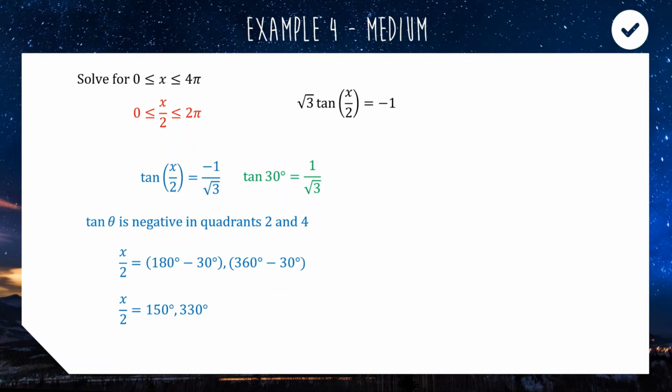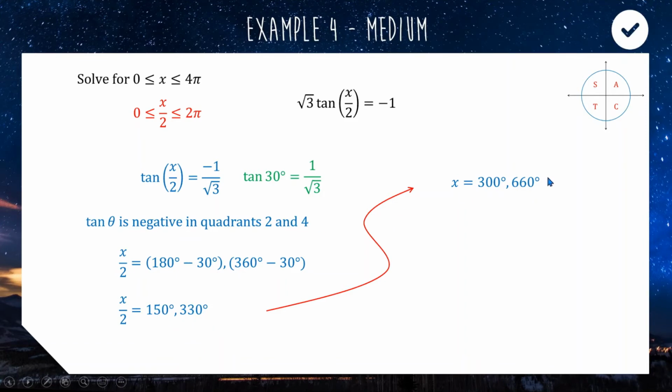Okay, excellent. Now we're going to take our 2 answers, because these are for x over 2. We need to multiply everything by 2 to get just x. So we're trying to go from x over 2 to x. So we're going to double our 2 answers, which gets us 300 degrees and 660 degrees. So 150 times by 2 and 330 times by 2.